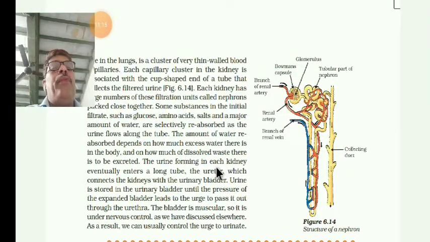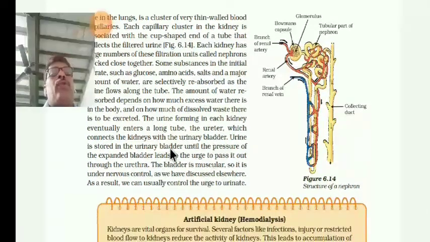The urine forming in each kidney eventually enters a long tube, the ureter, which connects the kidney with the urinary bladder. Urine is stored in the urinary bladder until the pressure of the expanded bladder leads to the urge to pass it out through the urethra. The bladder is muscular and under nervous control, so under our control. As we have discussed elsewhere, we can usually control the urge to urinate. When it is completely filled, then from time to time you have to eliminate it.